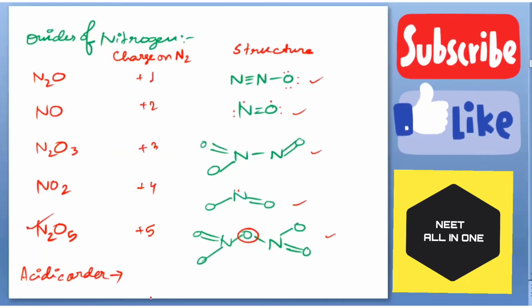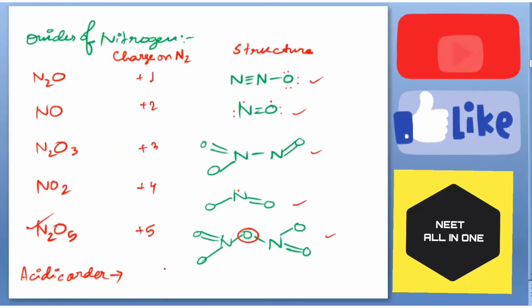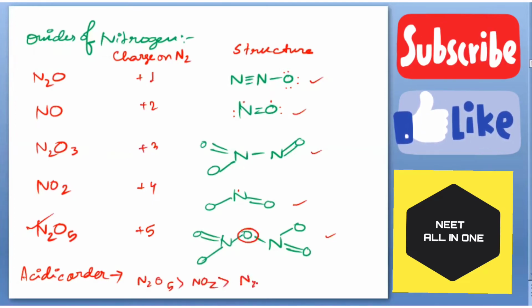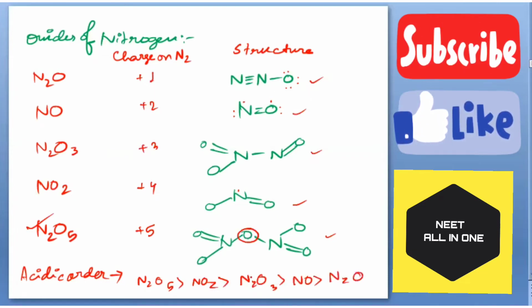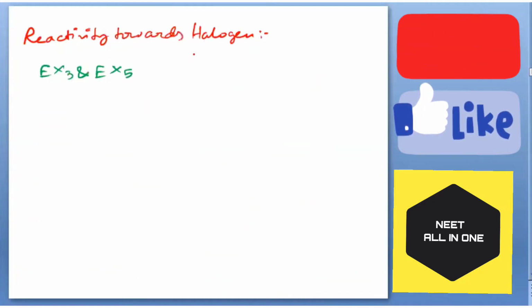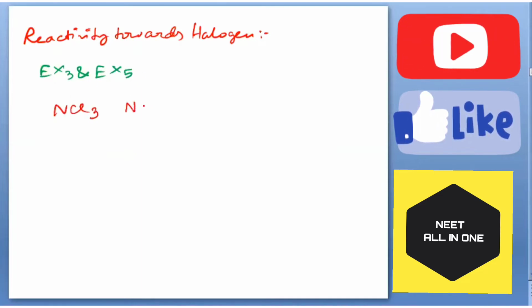Next is acidic order. Acidic character increases as we go from N2O to N2O5. So let us write the acidic order: N2O5 greater than NO2 greater than N2O3 greater than NO greater than N2O. Next is reactivity towards halogen, that is EX3 or EX5. That means it can be NCl3 or PCl3, PCl5.